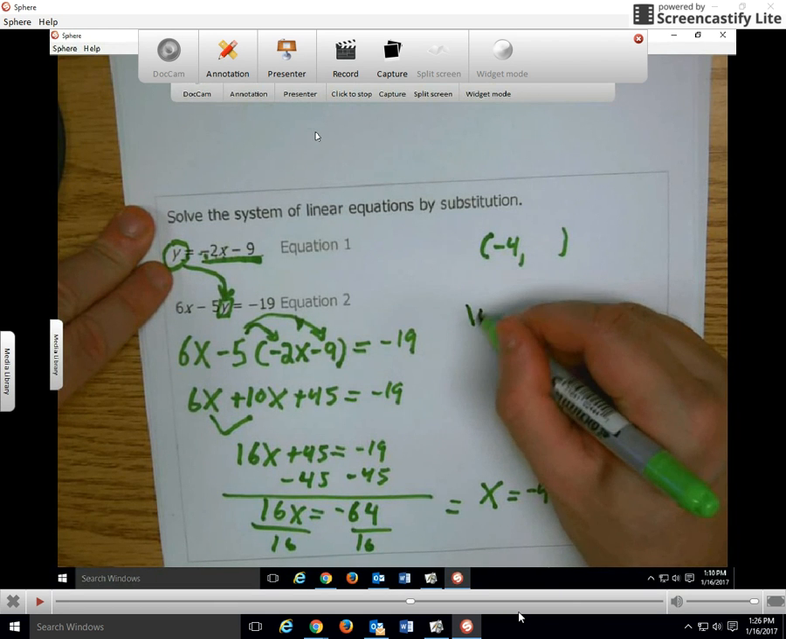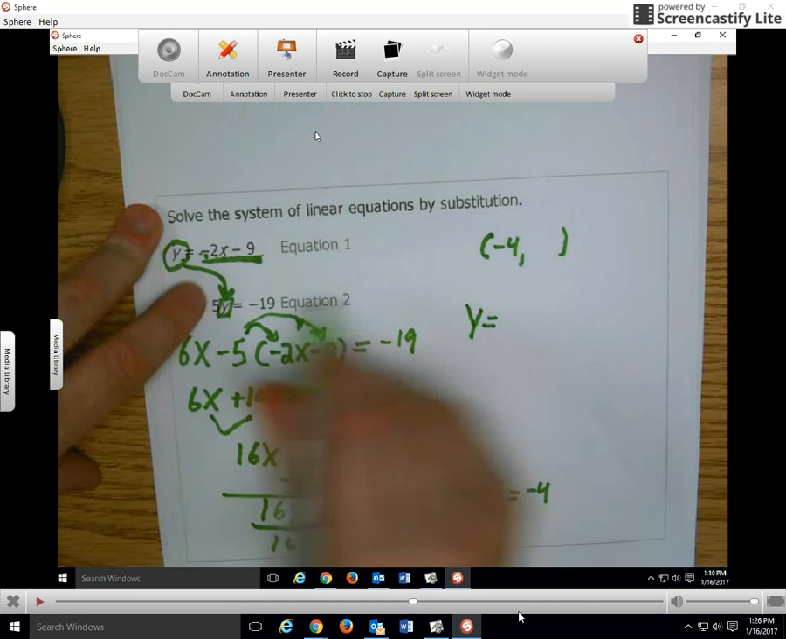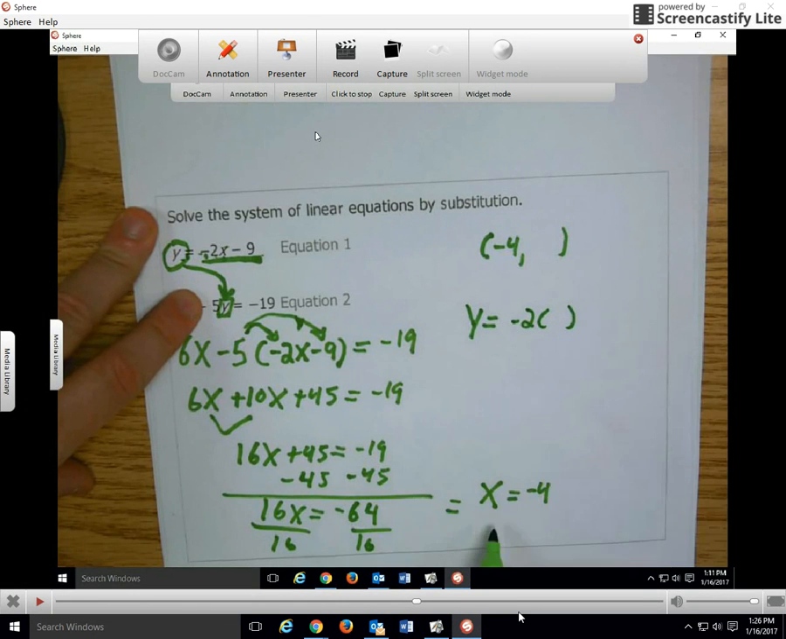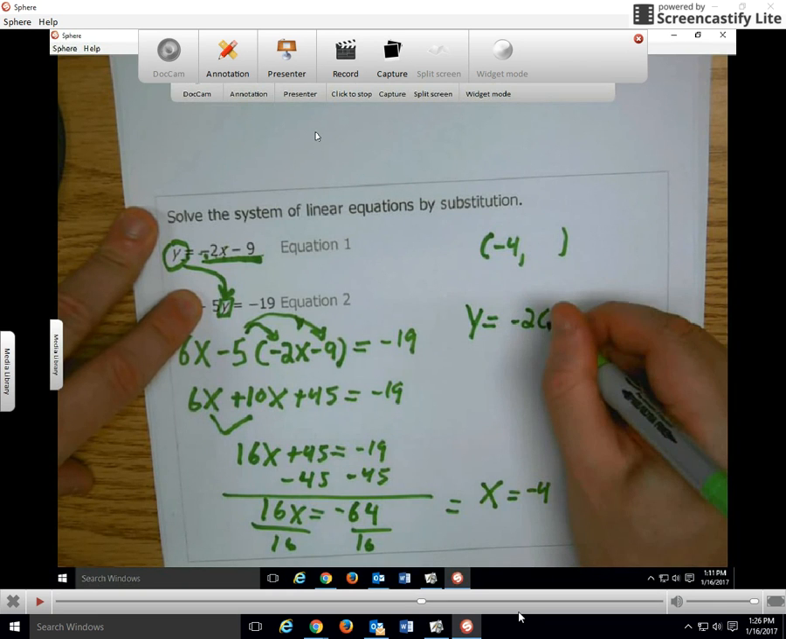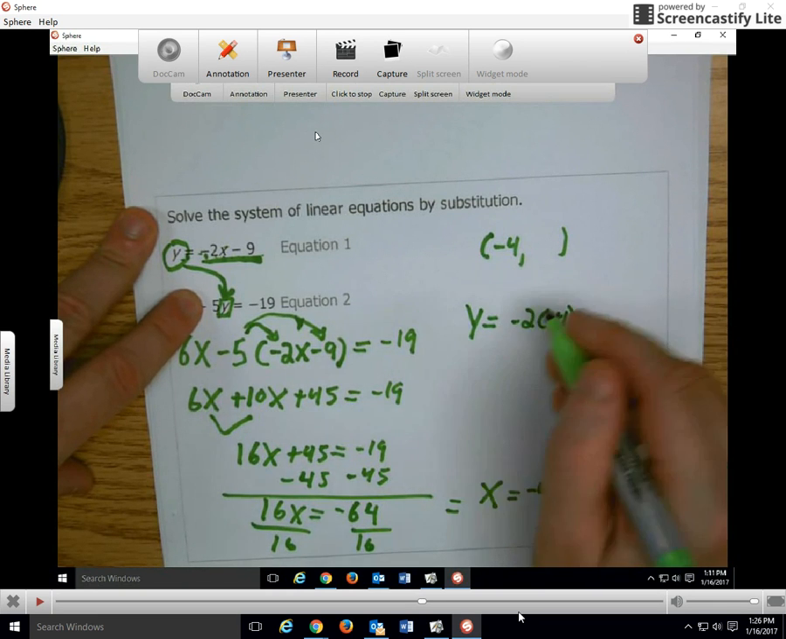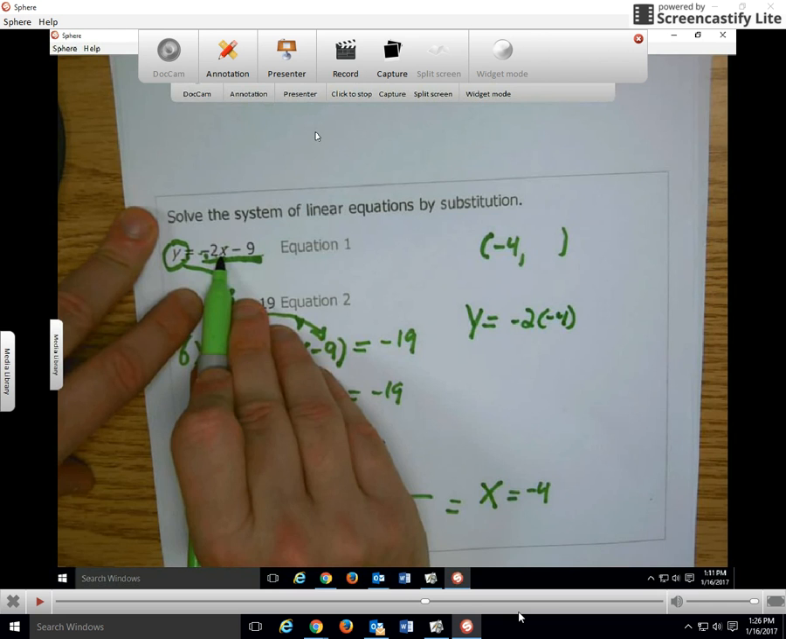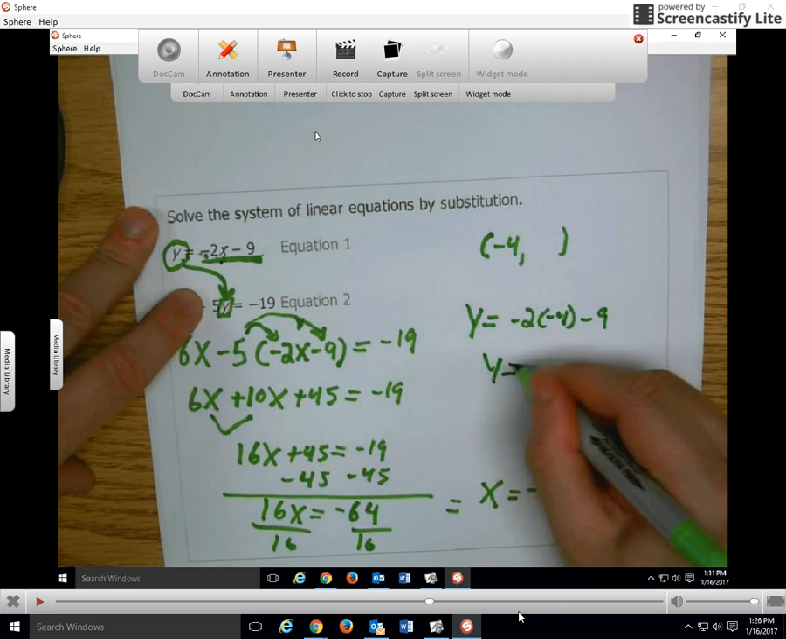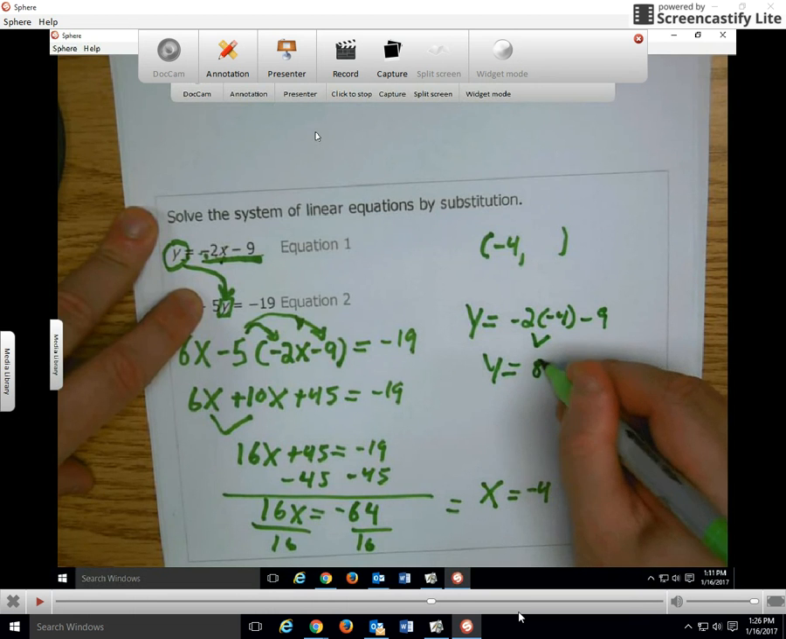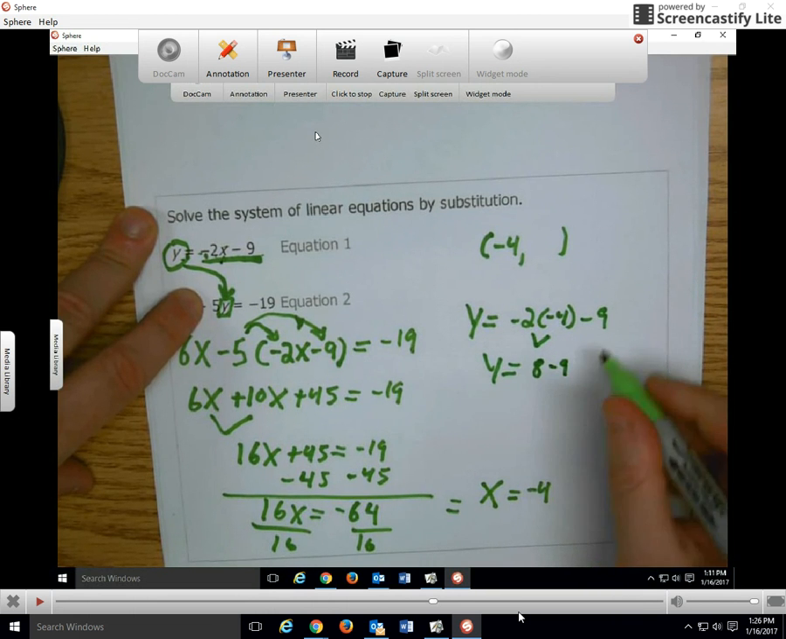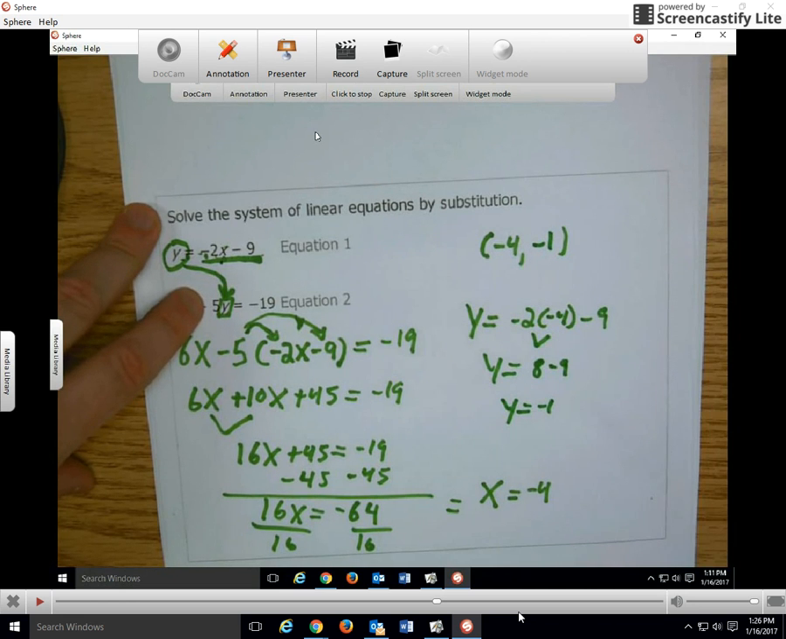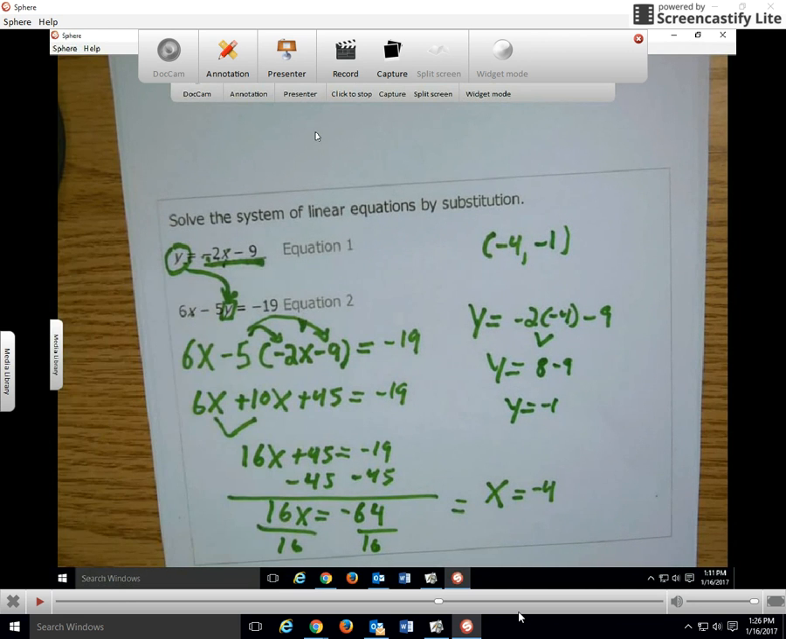So y equals -2, but in place of the x, I'm going to look down here and see what the x equals. Well, the x equals -4. Now that took the place of the x, and I'm just going to write the rest of it. -9. Y equals a negative times a negative is a positive. 8 minus 9. Y equals -1. So I found the answer without graphing by using this method called substitution.